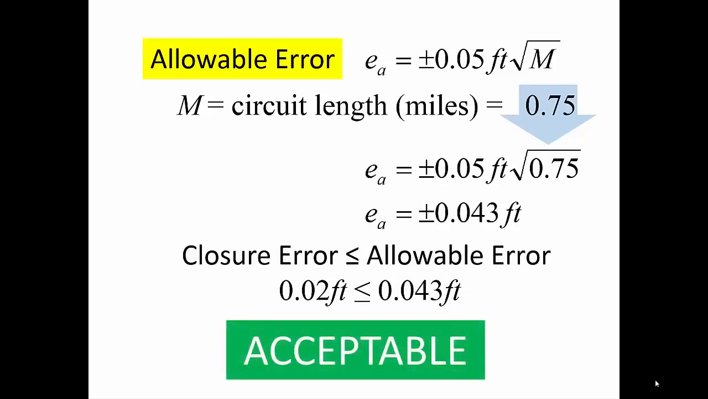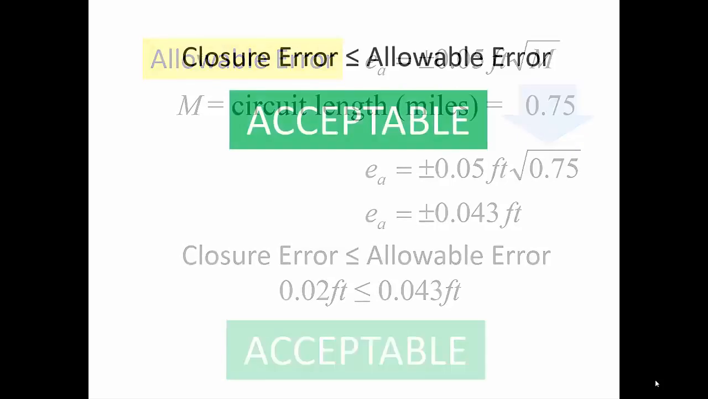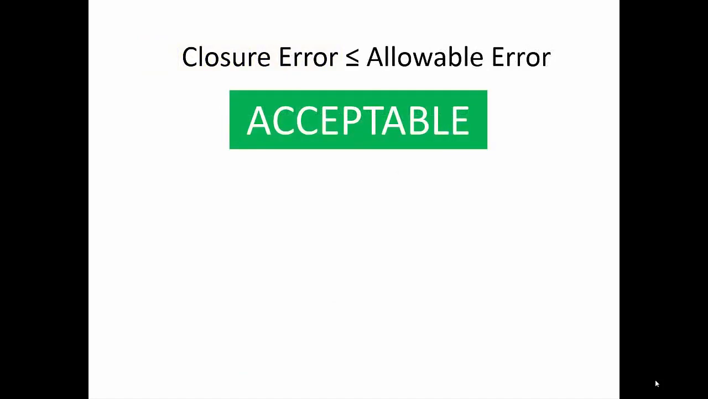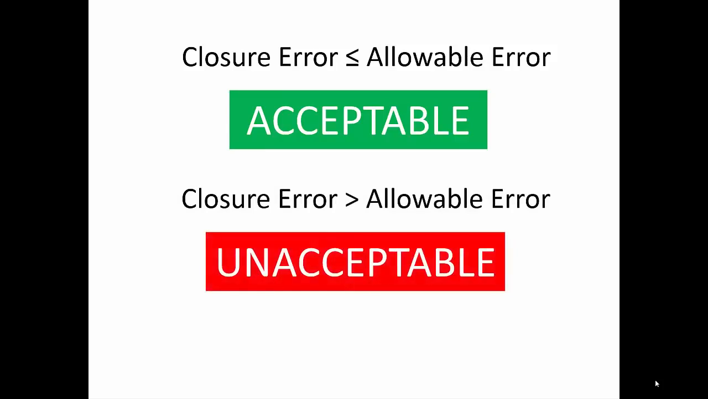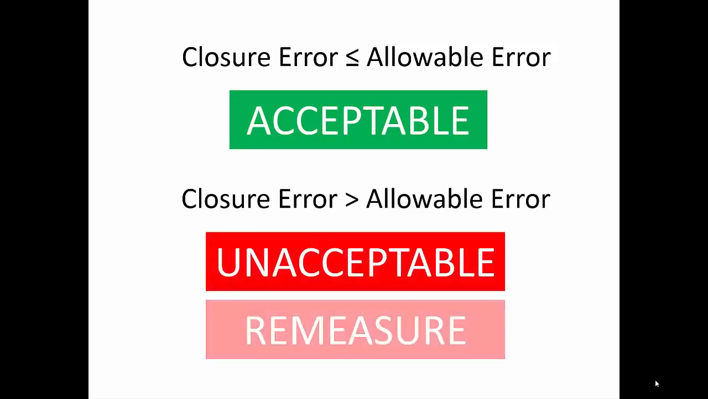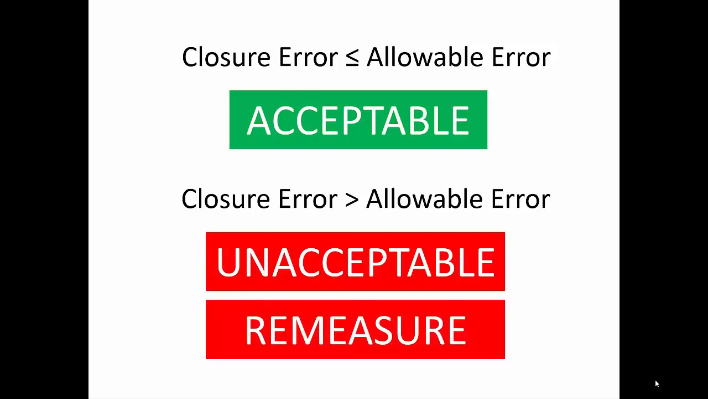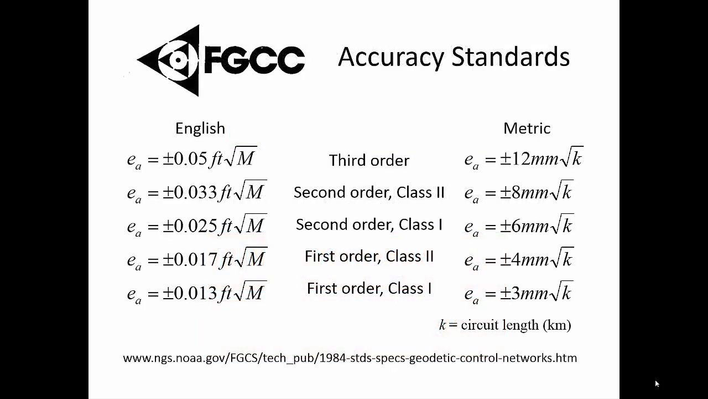Since our circuit closure error is less than or equal to this allowable error, our level circuit is acceptable. However, if the closure error were to exceed the allowable error, the closure error would be unacceptable. The remedy then is to remeasure the circuit in part or in whole until the error source is discovered and corrected.